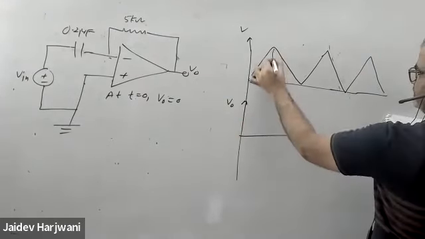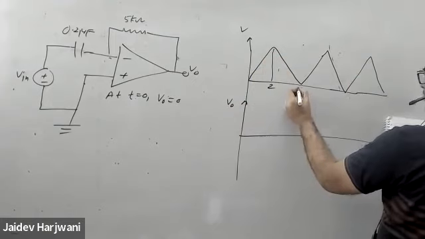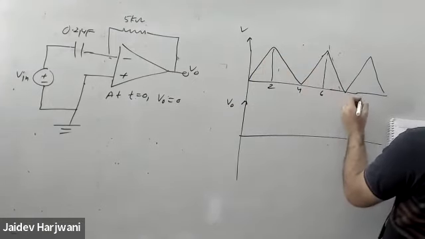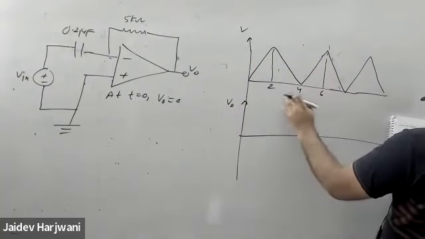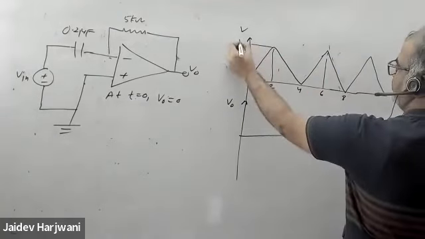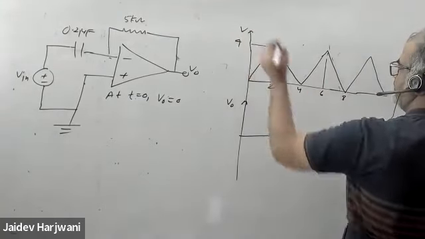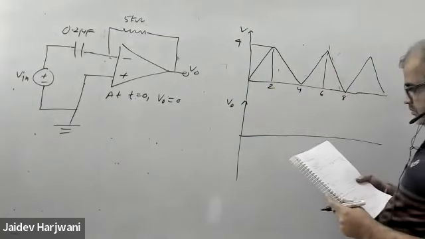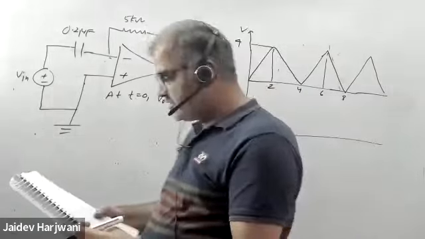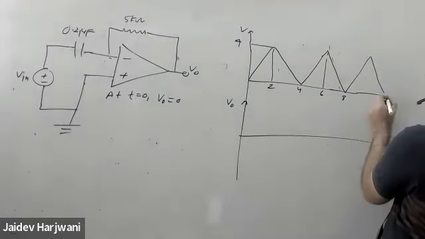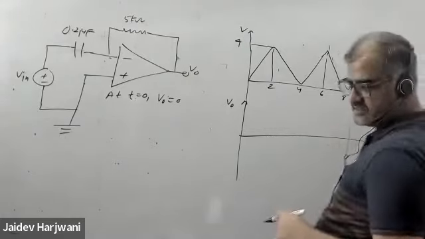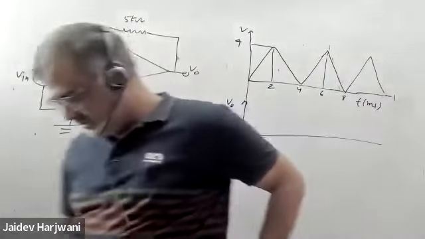They have given you 2 minutes, 4, 6, and this is 8, and this value is 4. This value is 4. So find out, and this time t is in millisecond. They say sketch the output.